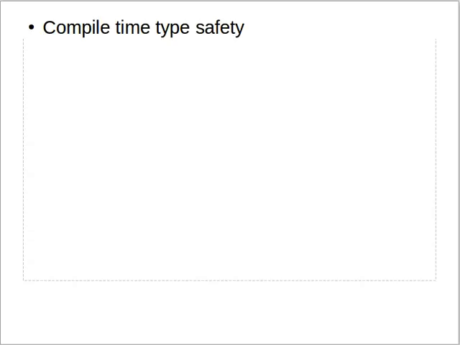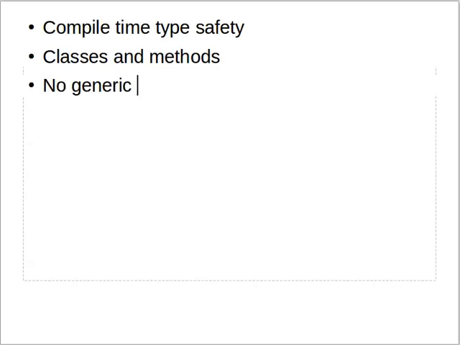So let's try to recollect whatever we learned. First, generics help us to enforce compile time type safety. Compile time type safety is used when generics come into the picture, and we can declare classes and methods with generic type parameters. Then also, no generic type information exists at runtime.